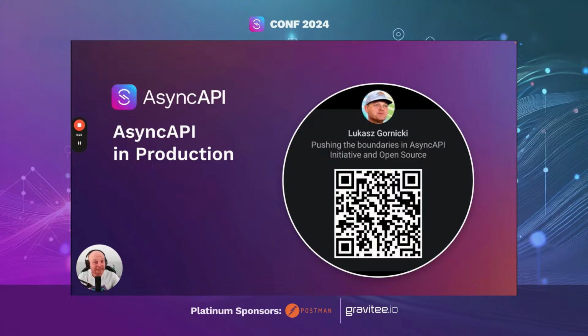So I'm Lukasz Gornicki. I can come up with many different labels to describe myself. One of my favorites is that I'm an open source fanatic, but I'm also an independent maintainer in open source, a technical steering committee member, and an executive director at the AsyncAPI initiative. But for the sake of this conference, I put a different label on myself. It's a label of a researcher.